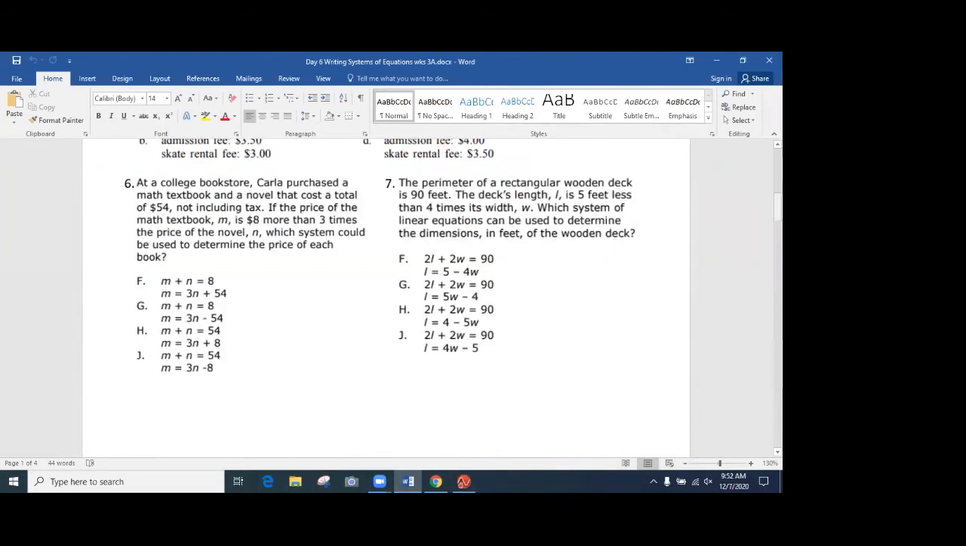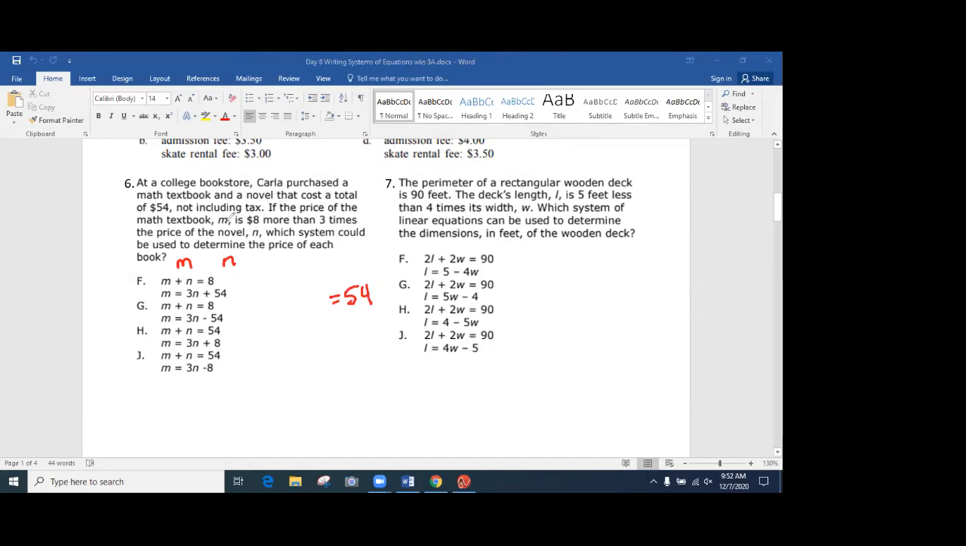At a college bookstore, Carla purchased a math textbook and a novel that cost... So first off, I know M and N are my two variables. I got that from my answers. So now I'm looking for totals. So I see one total that's equal to 54.